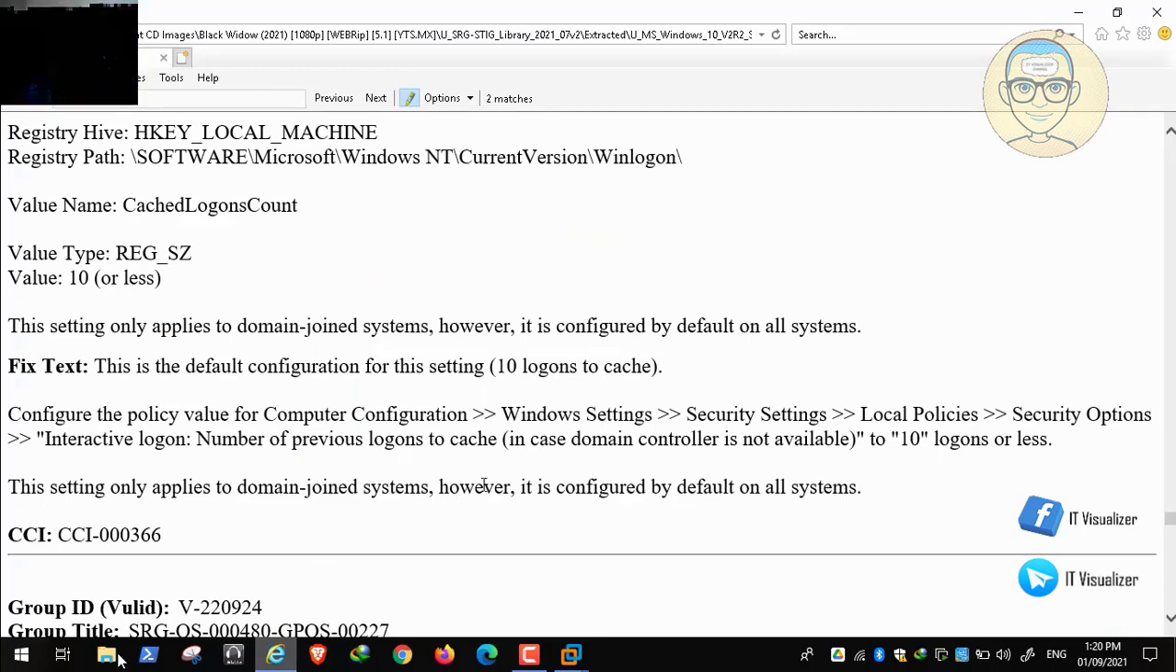This setting applies to domain-joined systems, however it is configured by default on all systems. So he's saying that this should be configured on domain-joined workstations. However, it is a recommendation to make it on all systems in different types of networks. For example, if you are working in a workgroup, this could also apply. So anyway, this is one of the recommendations, to make it 10 or less. So this is one best practice.